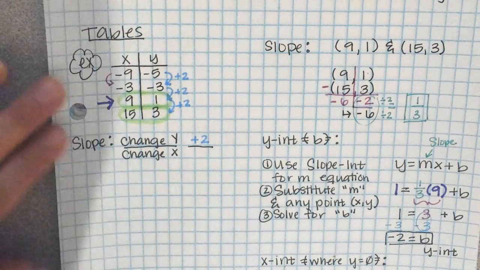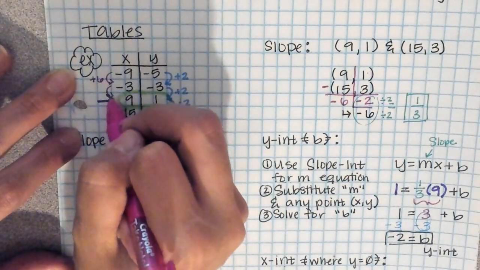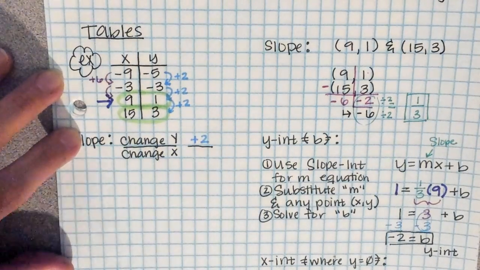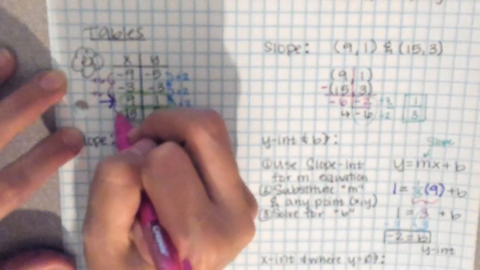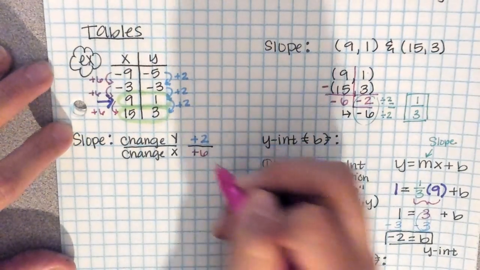Not 3. I'm adding 6. From -3 to get to 9. From 9 to get to 15. All right, so my pattern there is adding 6.